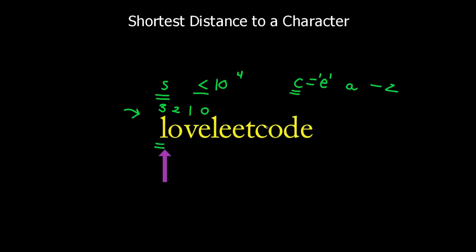Now if we look at this C, then it is 2 characters away from this E, and 1, 2, 3, 3 characters away from this E. So the answer in this case for this particular alphabet will be 2.